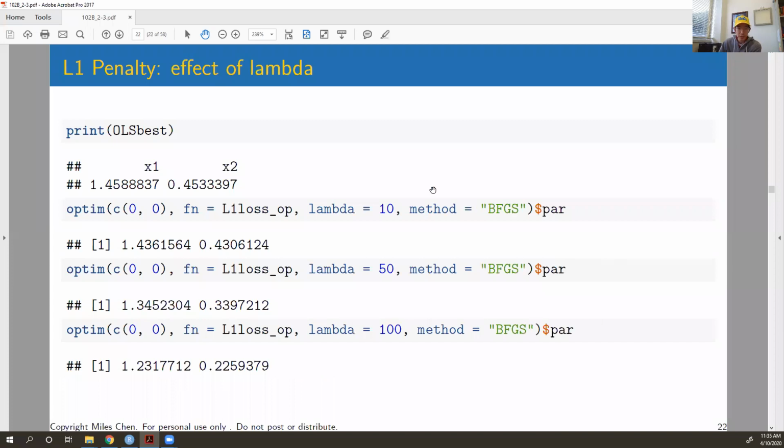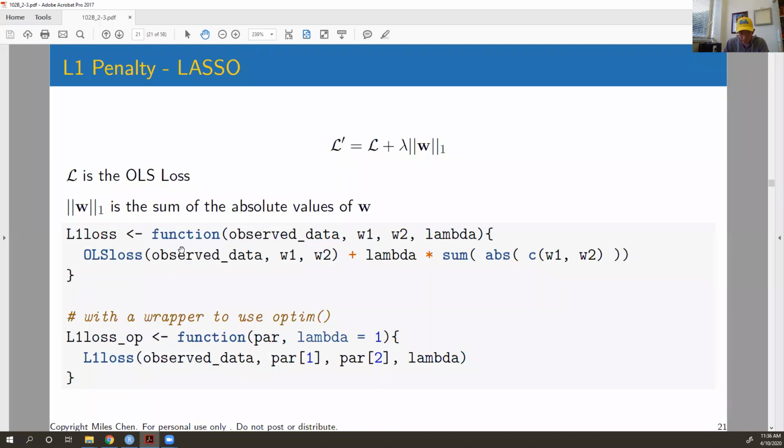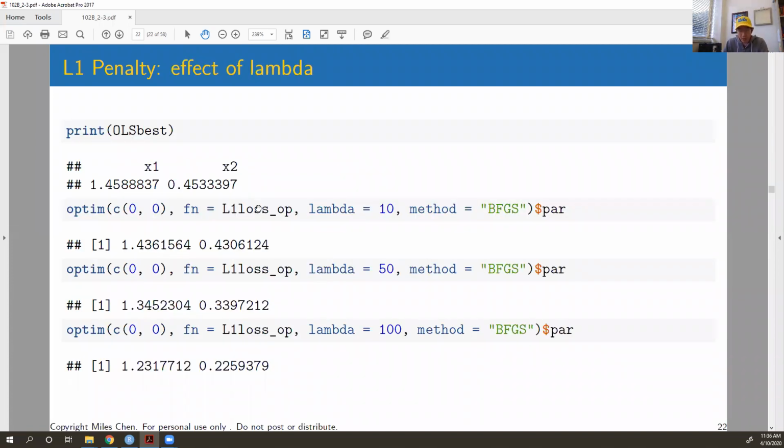Okay, and so here first are the coefficients that minimize the regular old loss function. But now I have the L1 loss, and I have lambda equal to 10. We're going to minimize this function. We want to find the values of W1 and W2 that minimize our modified loss function.